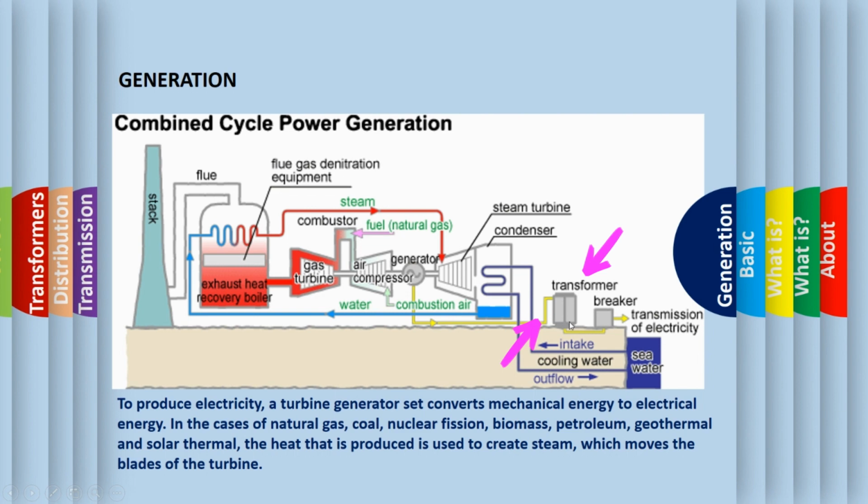The voltage will then move away to a breaker. The breaker ensures that the regulated voltage from the transformer is received. Then, away to transmission lines. Now, to produce electricity, a turbine generator set converts mechanical energy to electrical energy. In the case of natural gas, coal, nuclear fission, biomass, petroleum, geothermal, and solar thermal, the heat that is produced is used to create steam, which moves the blades of the turbine.